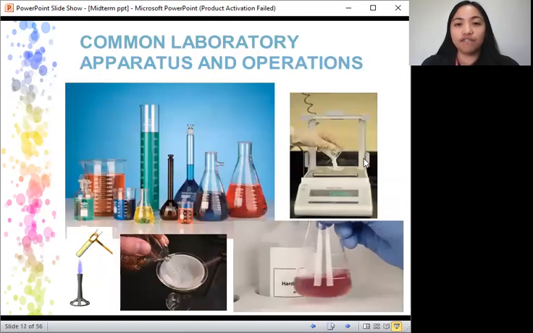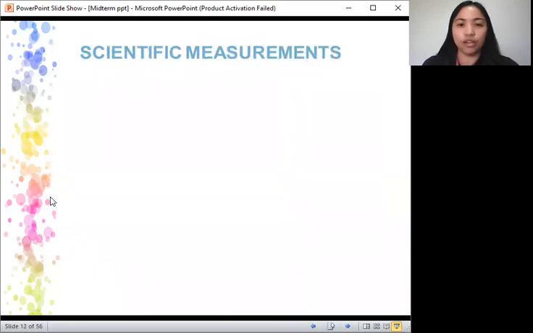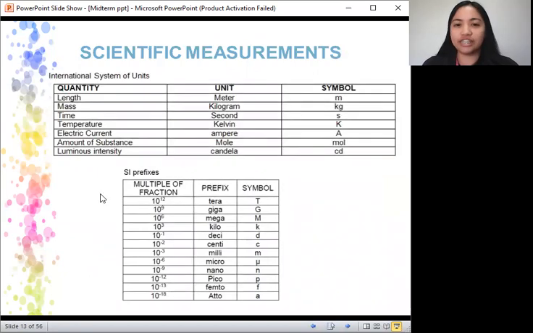Okay. So for activity 2, the common laboratory apparatus and operations, you also have to familiarize the uses of the glasswares or apparatus. Also, you have to know how to transfer solids, powder solids or powder chemicals. You also have to know how to transfer liquids and how to heat using a test tube. So activity 3 is scientific measurements. You have to familiarize or memorize the SI units and the SI prefixes.